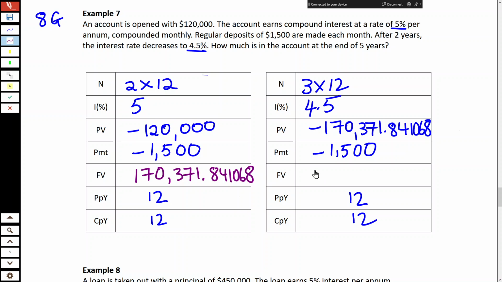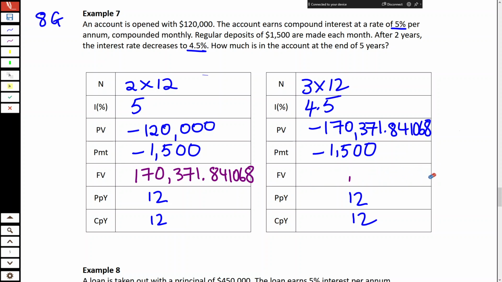Let's see what you got, Mr. Chu. Oh, I did not get that. You know why? Because I didn't change N. I know the 2, 5, 2, 4. Yeah, that looks better.